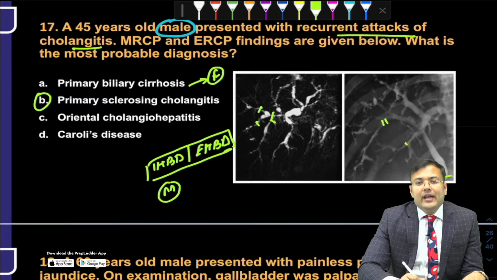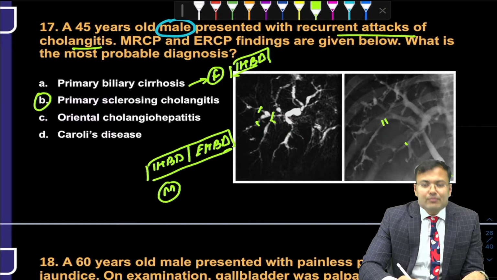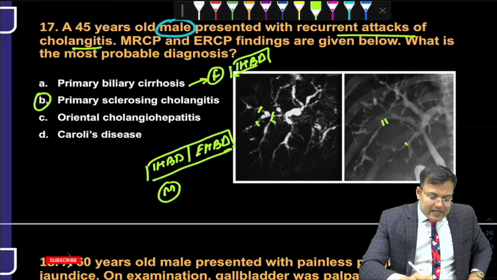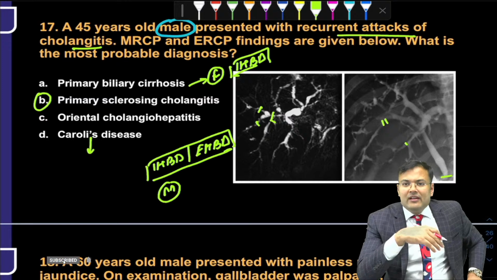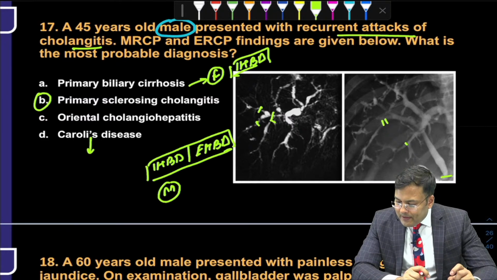And you know, here only intrahepatic bile duct is involved. There is progressive destruction of intrahepatic bile duct. What about Caroli's disease? You tell me, what is Caroli's disease? I am waiting for your reply. Tell me guys.